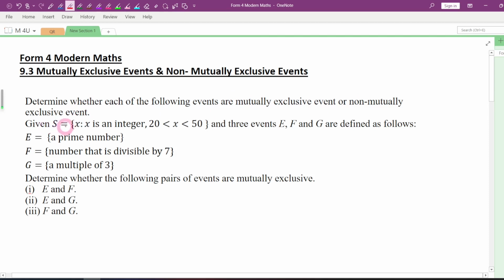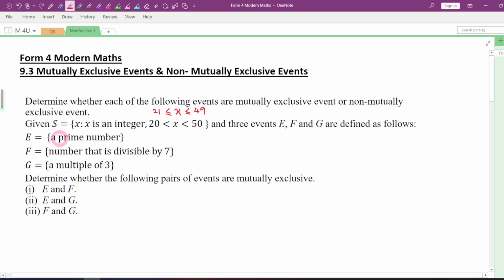Given the sample space is integer, x is an integer, and x is greater than 20, less than 50. You need to be more careful here. You'll notice that the sign here, we don't have equal sign, right? So this means that 20 and 50 are not included. In other words, x is actually greater than or equal to 21, less than or equal to 49, and x is an integer. And the three events E, F, and G are defined as follows.